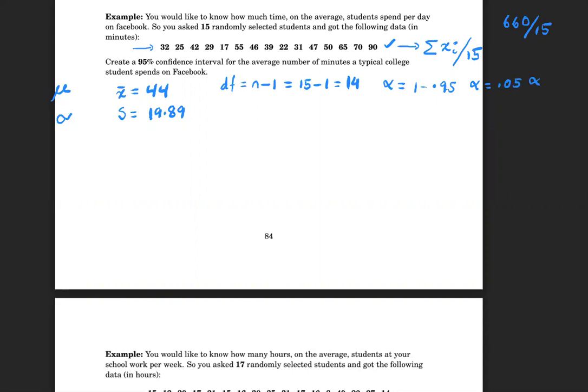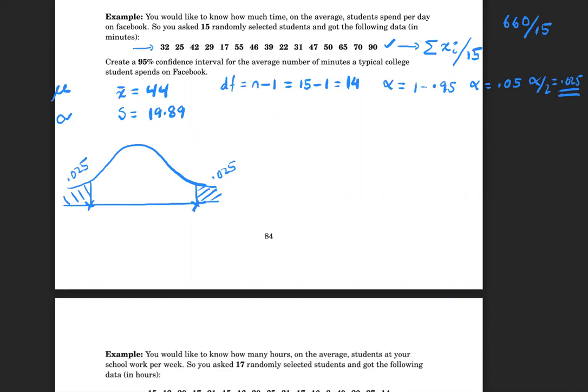So alpha over 2 is 0.025. Okay, everything is the same. Now you should draw the diagram. So this is kind of like a stretched bell shape, which is t distribution. So on the right, we are going to have 0.025, and on the left, we are going to have 0.025. Okay. Now we need to find this value and this value.